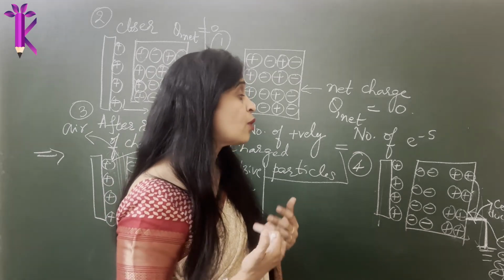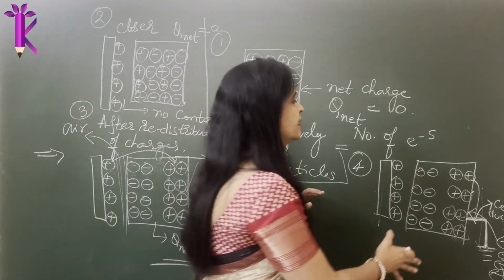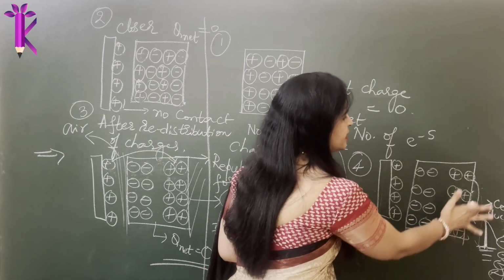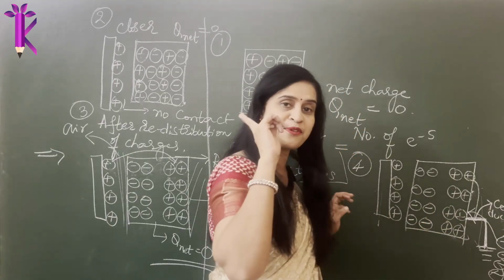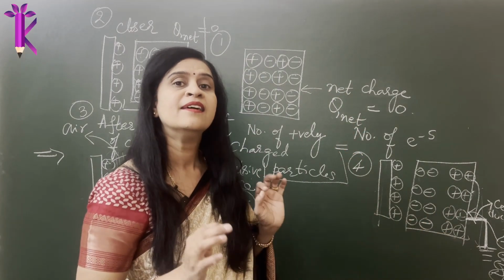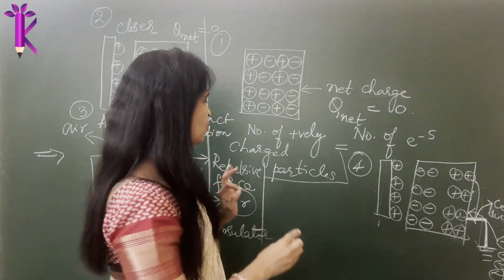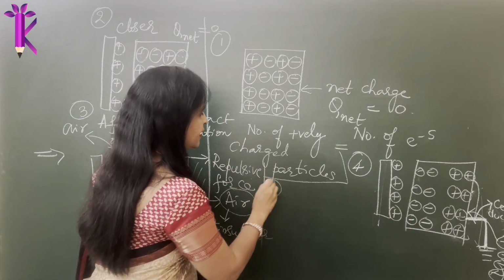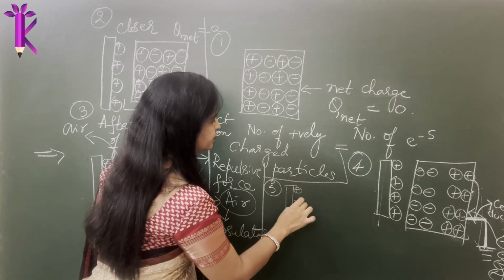So we were able to achieve the fact that excess of something entered and there was a deficit of something. These were lost, they went to the Earth because again of a very basic fundamental property called like charges repel and unlike charges attract. So what is the fourth scenario? Now fourth scenario is, so you had this rod.